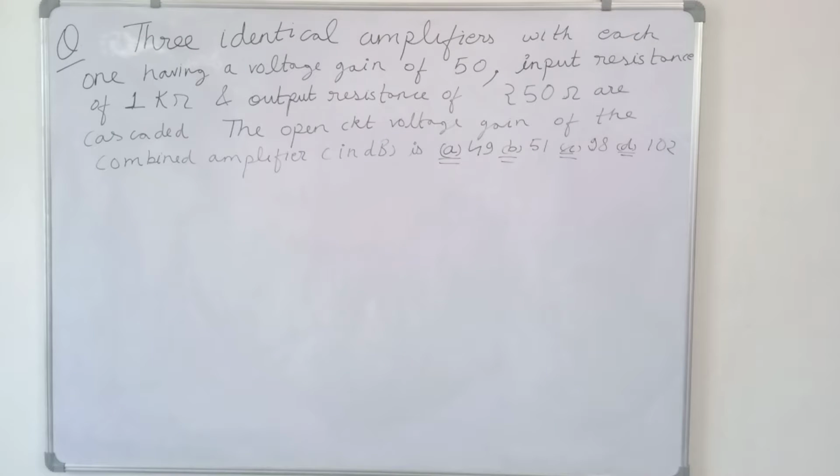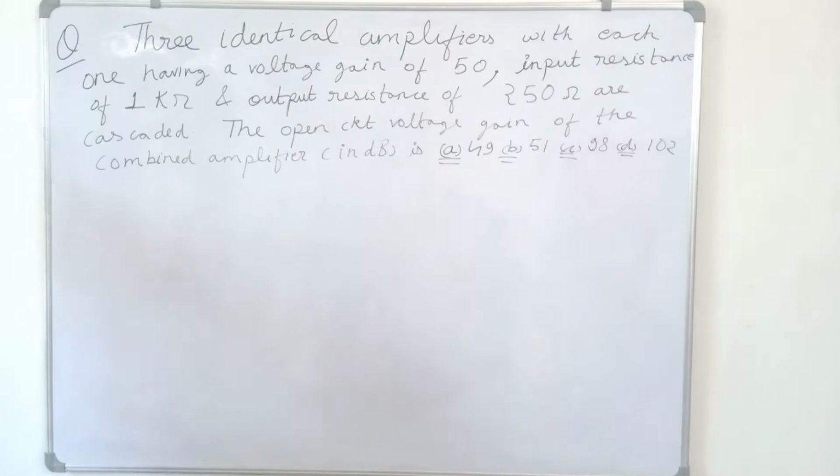So in this question, three identical amplifiers are given, each with a voltage gain of 50. The input resistance of each is 1 kilo ohm and the output resistance of each is 250 ohms. These are cascaded, and we have to find the open circuit voltage gain of the combined amplifier in dB.